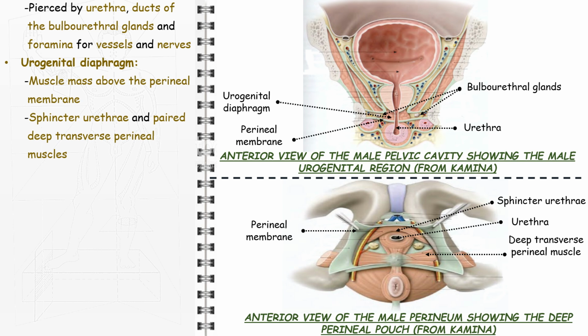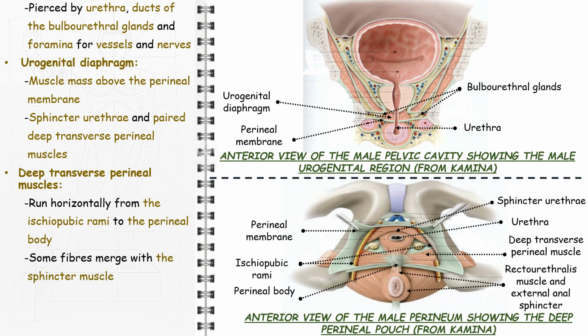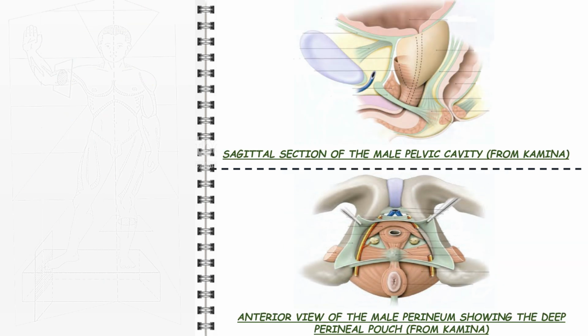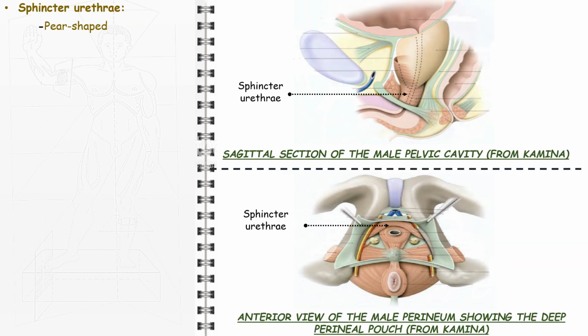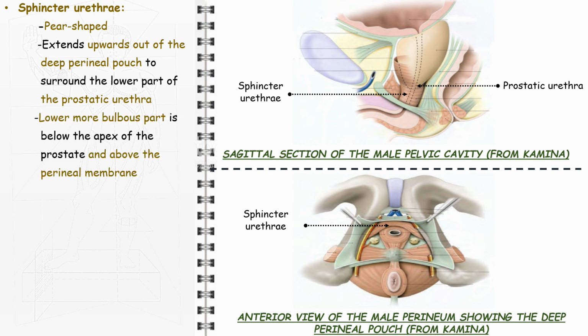It is important to appreciate that this rather small mass of skeletal muscle does not form a flat sheet as illustrated in most anatomical texts. The deep transverse perineal muscles do run horizontally, from the ischiopubic rami to the perineal body, with some fibers merging with the sphincter muscle and a few crossing from one ramus to the other. The urethral sphincter itself is roughly pear-shaped. The thinner upper end of the pear extends upwards out of the deep perineal pouch to surround the lower part of the prostatic urethra. The lower, more bulbous part is below the apex of the prostate and above the perineal membrane within the deep perineal pouch.